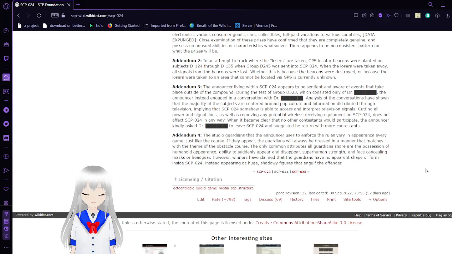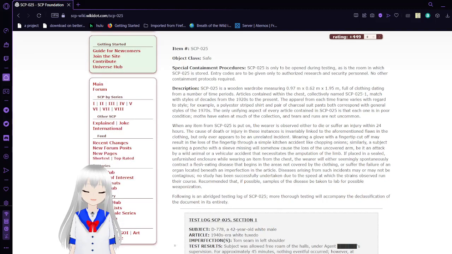Item number SCP-25. Object class: safe. Special containment procedures: SCP-25 is only to be opened during testing, as is the room in which SCP-25 is stored. Entry codes are to be given only to authorized research and security personnel. No other containment protocols required. Description: SCP-25 is a wooden wardrobe measuring 0.97 meters by 0.62 meters by 1.95 meters.